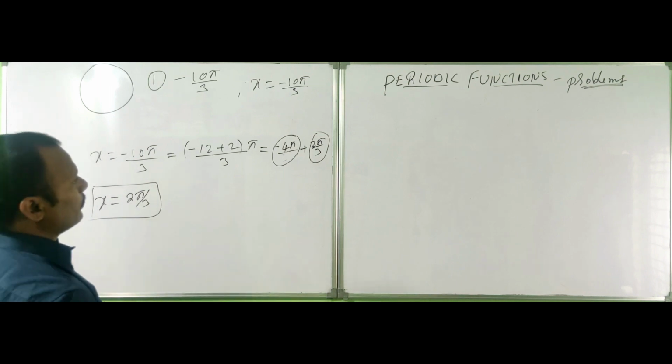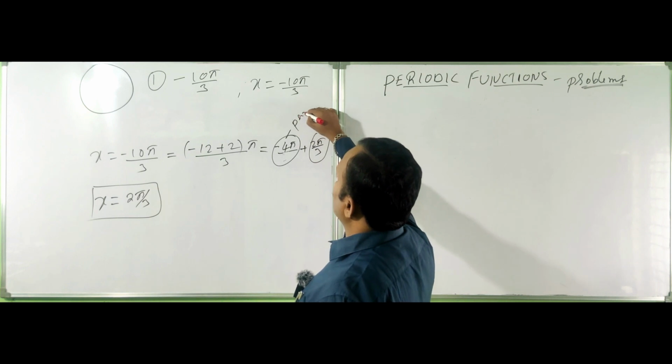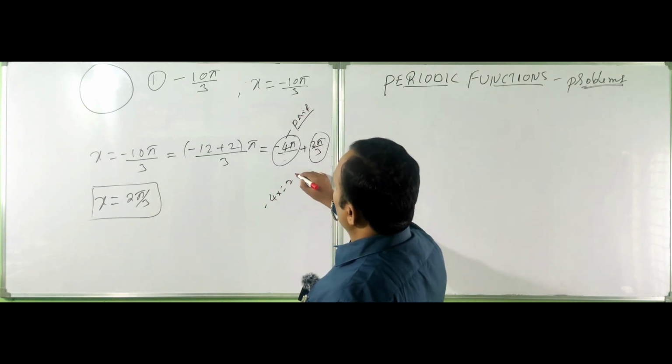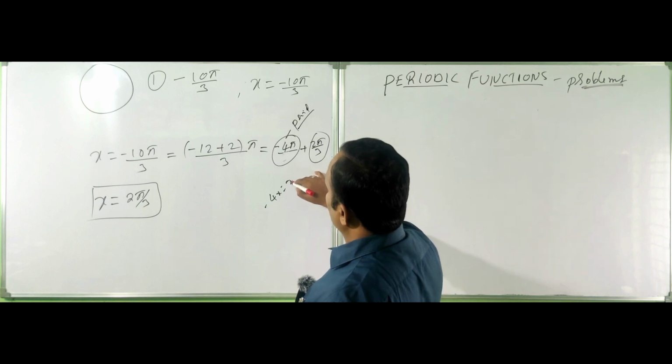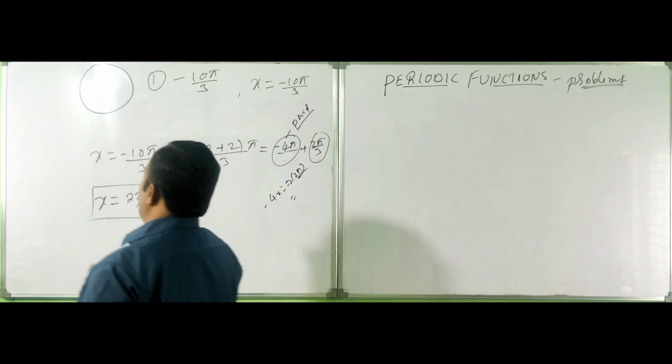2 pi by 3, because this is the period. You can write minus 4 pi is equal to minus 2 into 2 pi. So 2 pi is the period of all the functions.